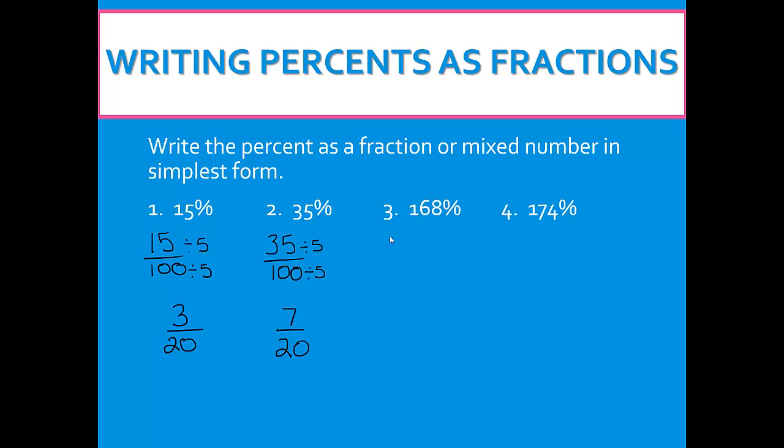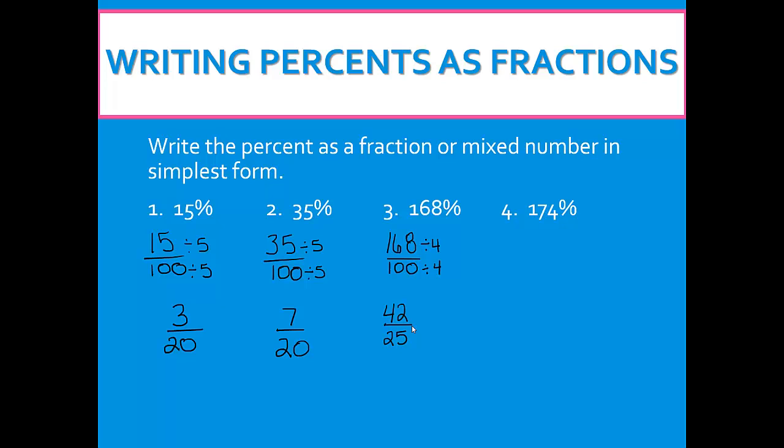Now let's look at number 3. We have 168%. Percents are always out of 100. So we'll have 168 for the numerator and 100 for the denominator. Now we can go ahead and convert this to a mixed number. So we can go ahead and simplify first, and we can divide both the numerator and the denominator by 4. 168 divided by 4 is 42. And 100 divided by 4 is 25.